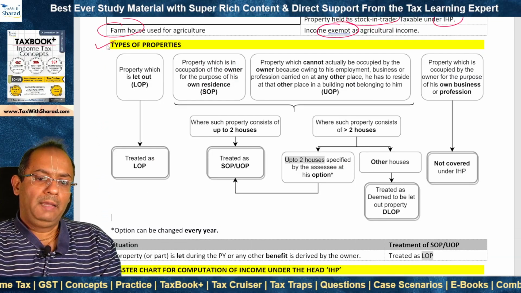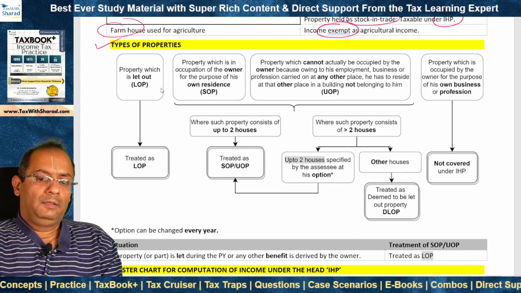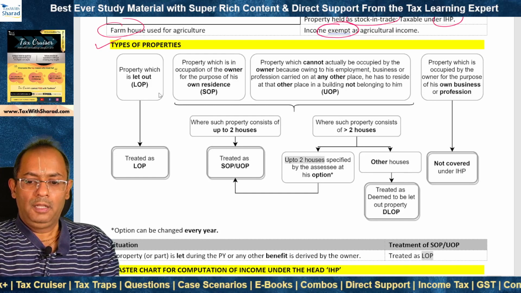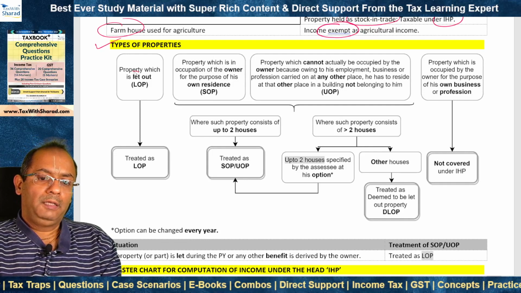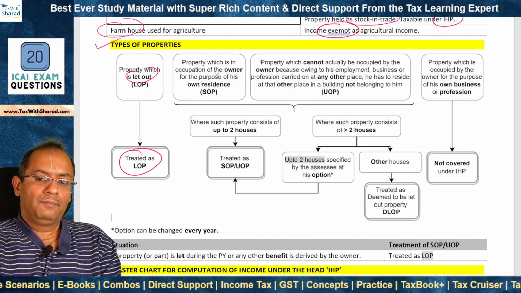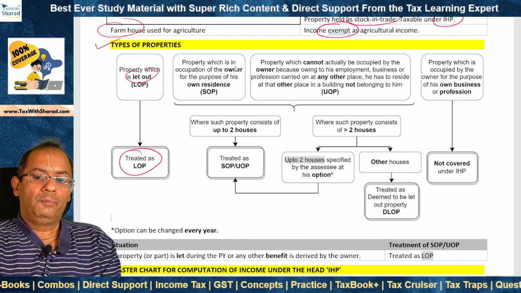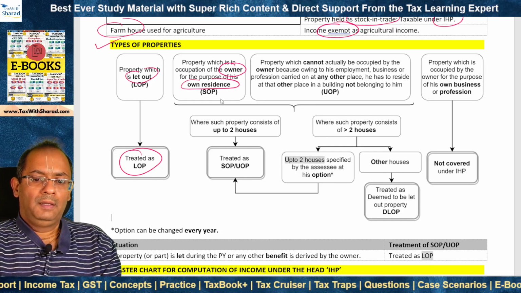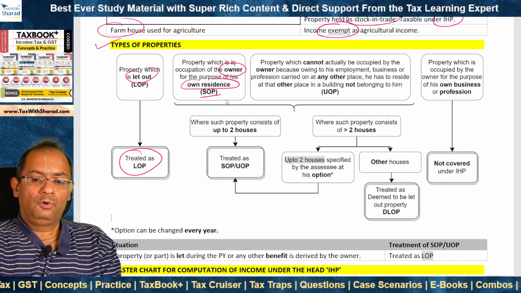We now look at the types of properties. The property can either be LOP or SOP or UOP or DLOP. A property which is let out is treated as let out property or LOP. A property which is in the occupation of the owner for his own residence is called SOP or self-occupied property.